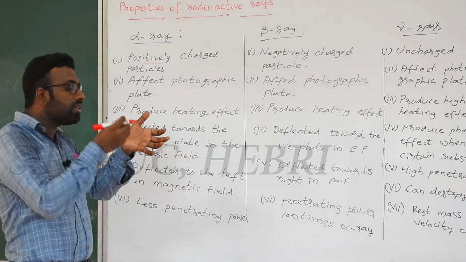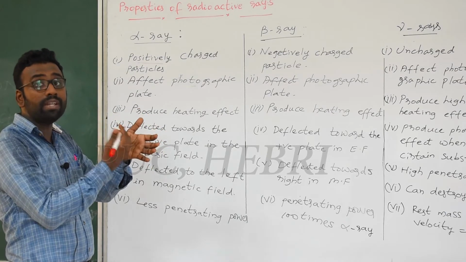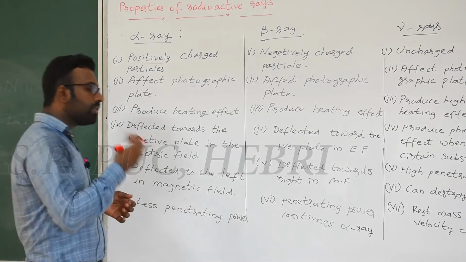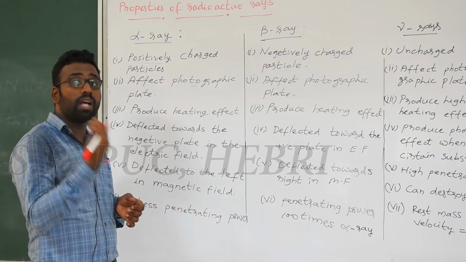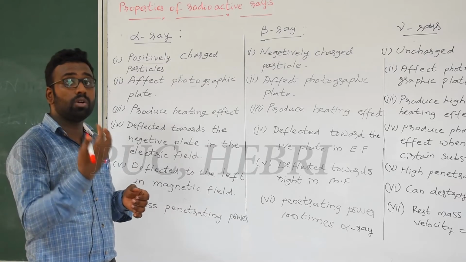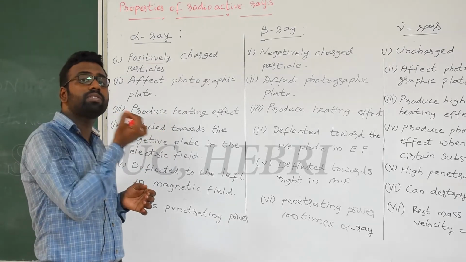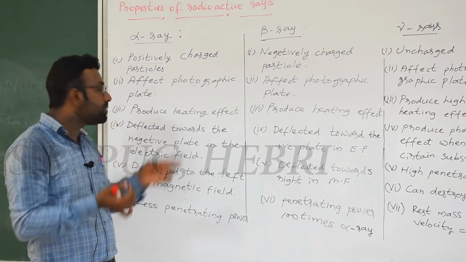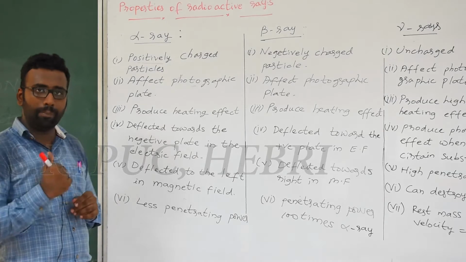Then when they are incident on a photographic plate, they affect it. The photographic plate will get affected with the incidence of alpha particles. That was one of the reasons why the alpha particle was discovered also. Rutherford, in the alpha scattering experiment, saw that when the alpha particle was incident on the photographic plate, it produced some kind of scintillations, or a slight kind of blinking. So we can understand alpha particles affect the photographic plate.